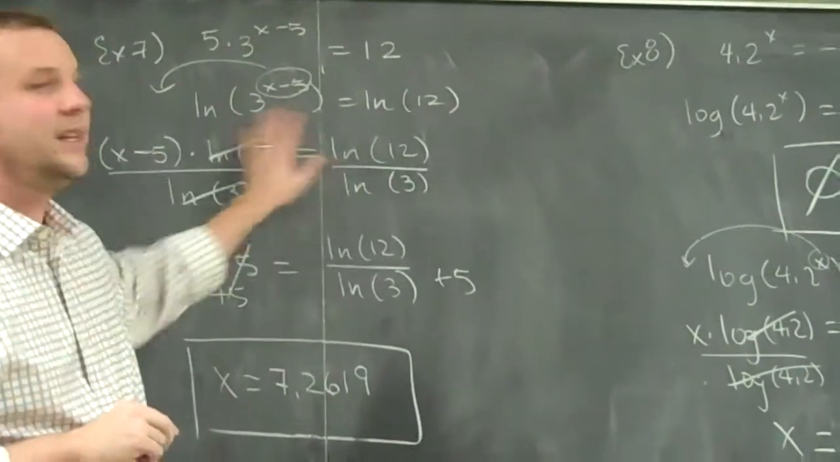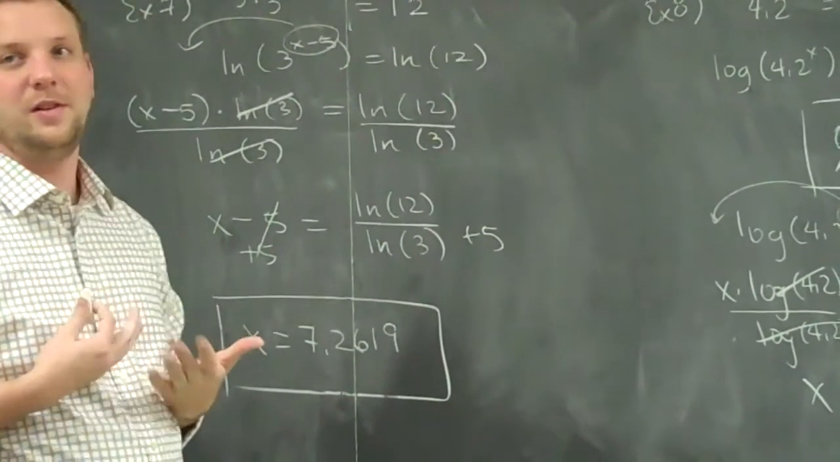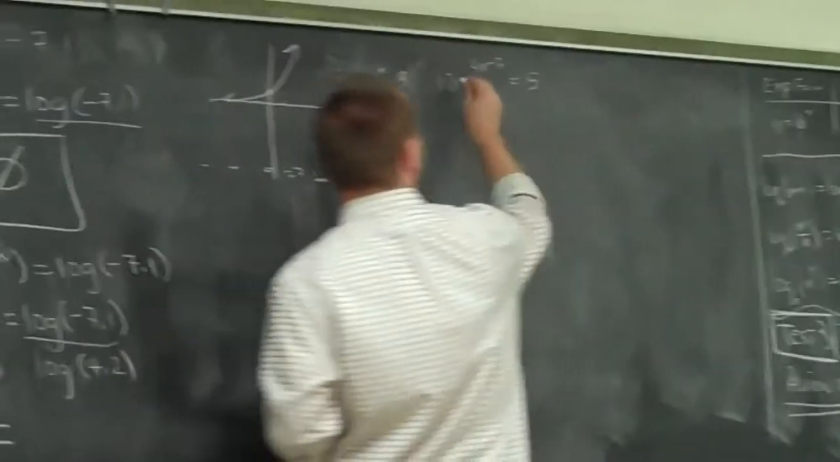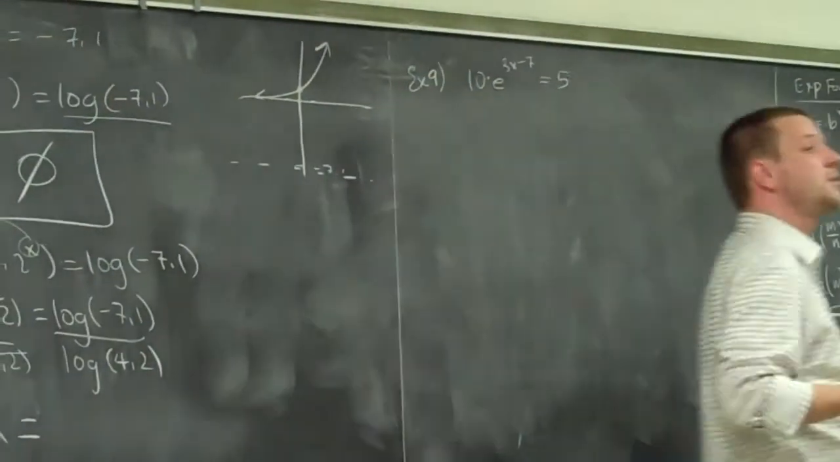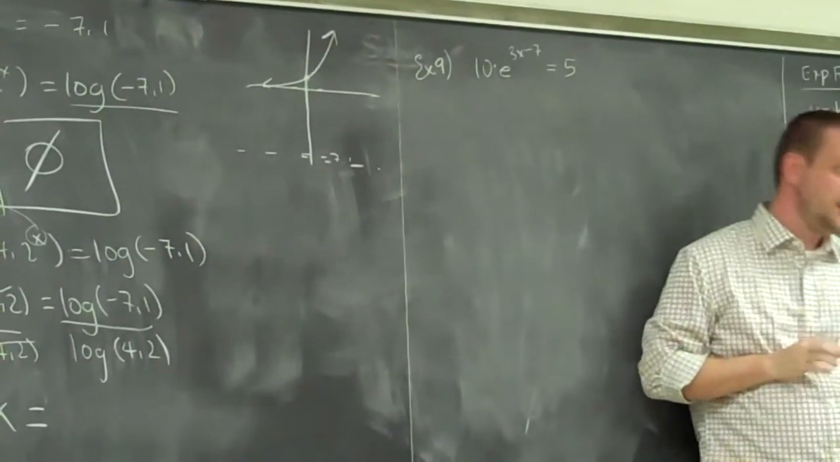So before I can take the log of both sides, what I want you to do is get that base by itself if that's a problem. Okay? So this 10, I would say, is a problem. So before we do the natural log of both sides, how do I get rid of multiplying by 10? Divide by 10.